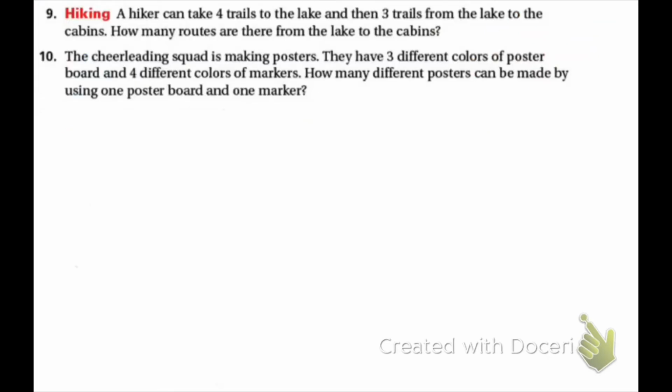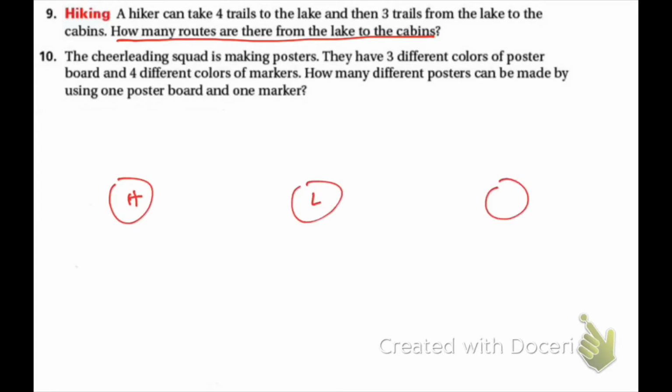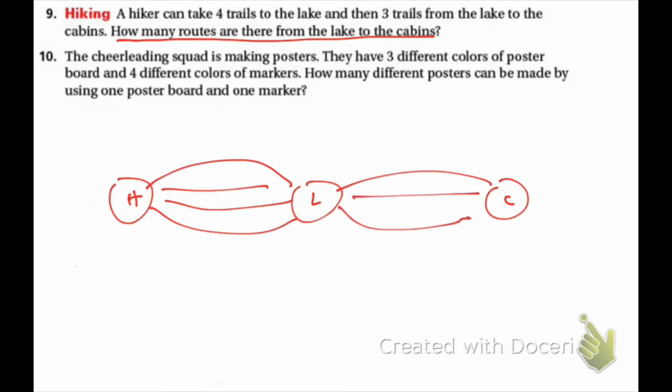Number 9. A hiker can take 4 trails to the lake and then 3 trails from the lake to the cabins. How many routes are there from the lake to the cabins? Now this question might throw a few people off because of the way it's worded, especially this end part. And the reason for that is because you have the hiker going to the lake and then to the cabin. So it says the hiker can take 4 trails to the lake, 1, 2, 3, 4. Then 3 trails from the lake to the cabin, 1, 2, 3.